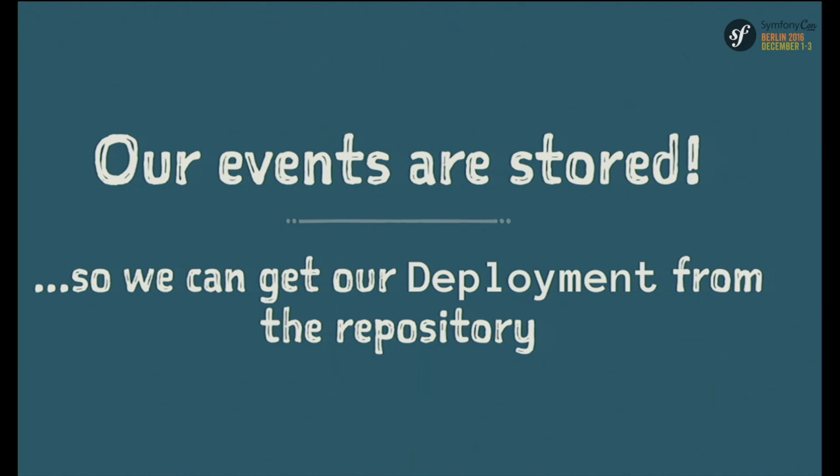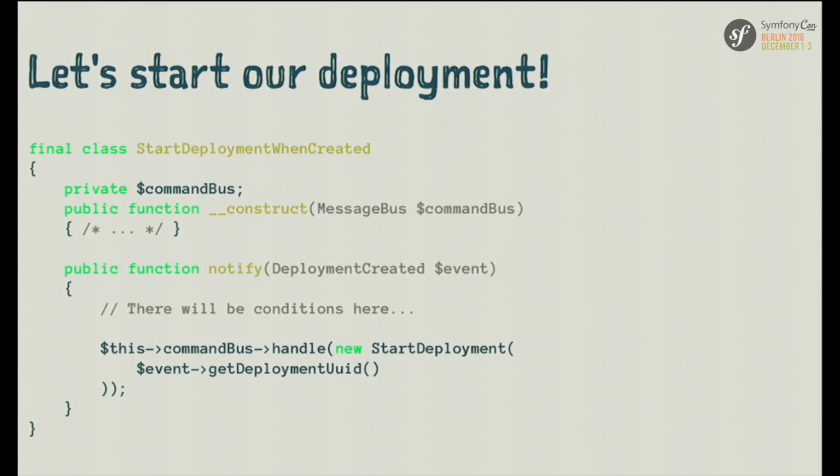So if we want to, let's say, automatically start our deployments, we're going to create a service. We can use other names in the CQRS area, but service is fine. What it is basically is just an event listener that is going to listen to our event bus and do something.